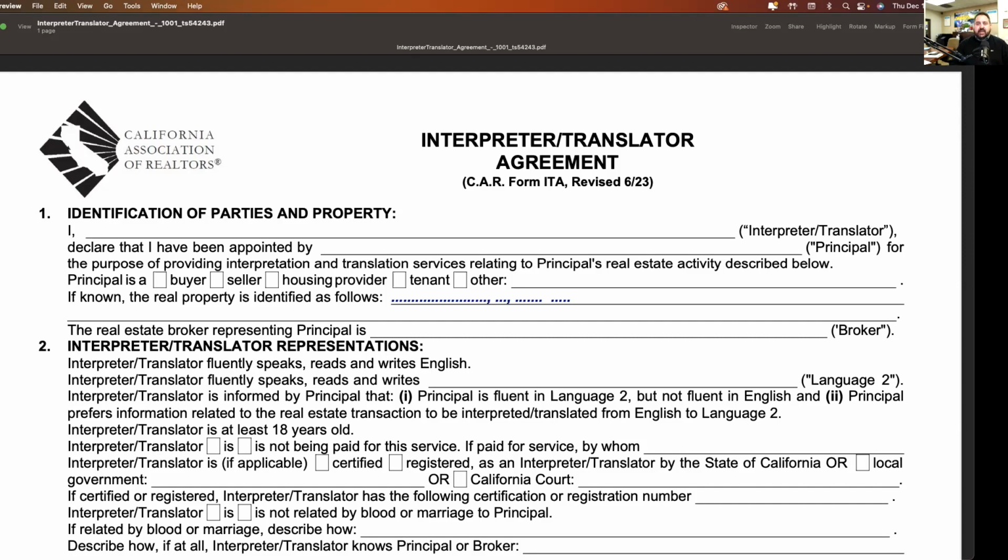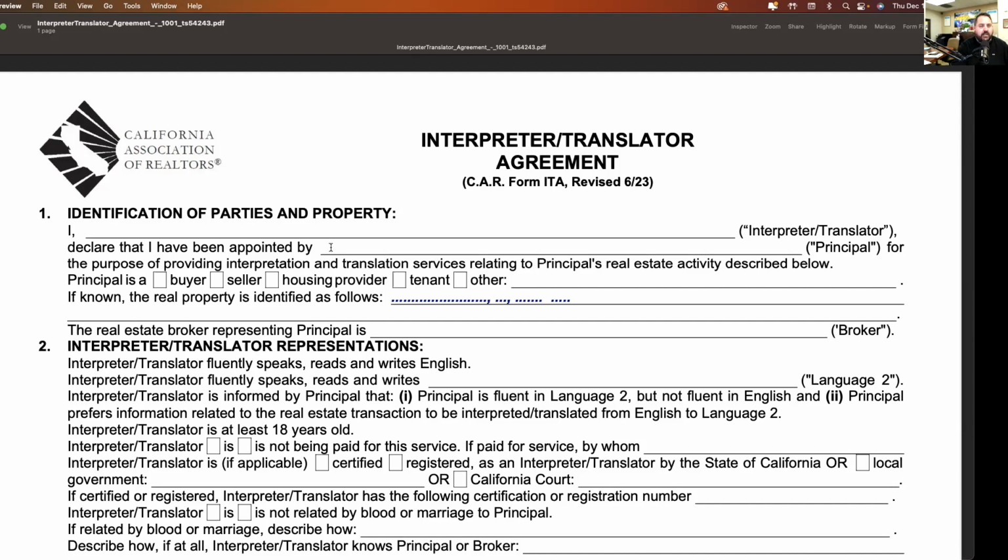And what happens is you have there their interpreter translator who just sits in the room. You do your presentation in your seller's native language, and that person just verifies that the information in the purchase agreement or in the listing agreement is the same as what I explained to you in your native language. It's a third party brought by them to verify that what I'm telling you in Spanish is what's in the contract in English. Okay? So here's the identification, who they are.